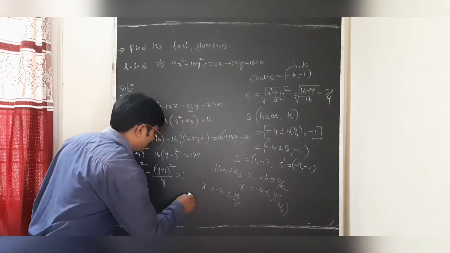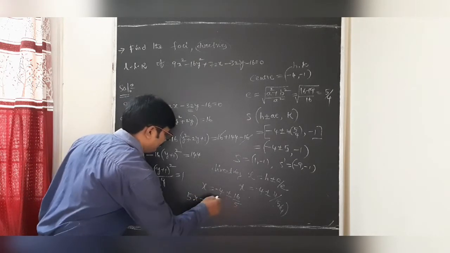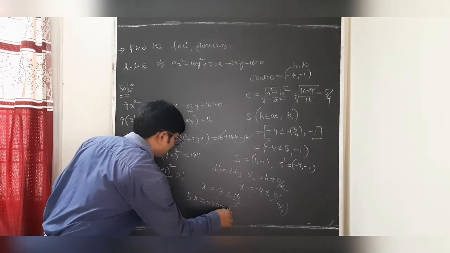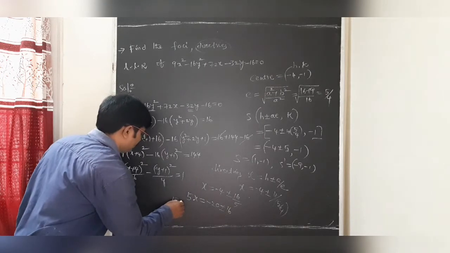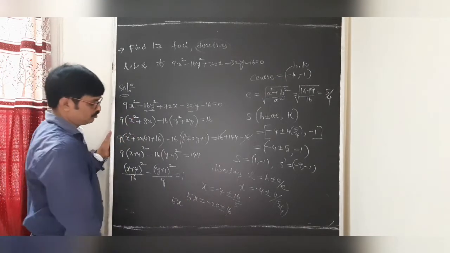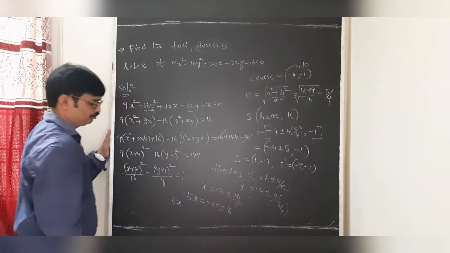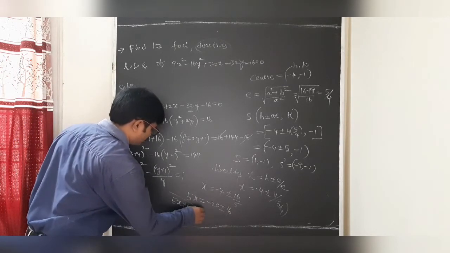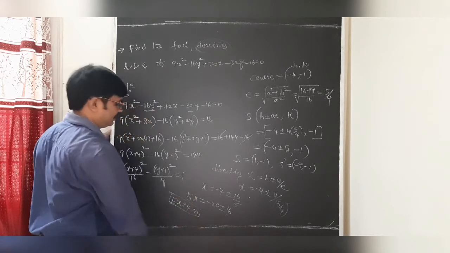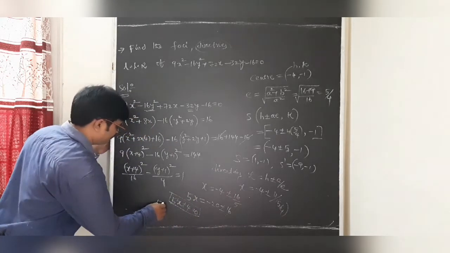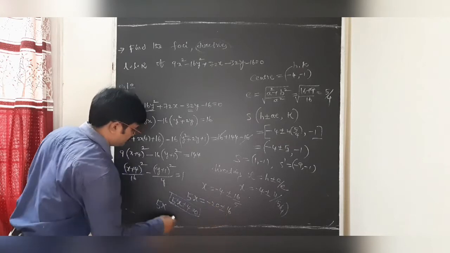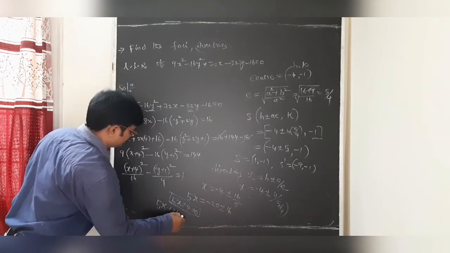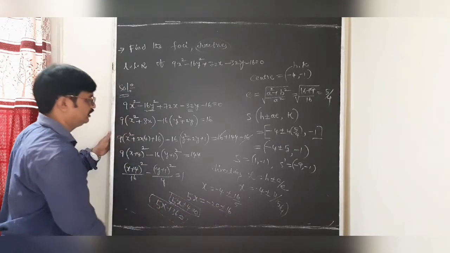Now multiplying by 5, 5x equals minus 20 plus or minus 16. So 5x plus 20 minus 16 gives 5x plus 4 equal to 0. And the other one is 5x plus 20 plus 16, which is 5x plus 36 equal to 0. These two are the directrices.